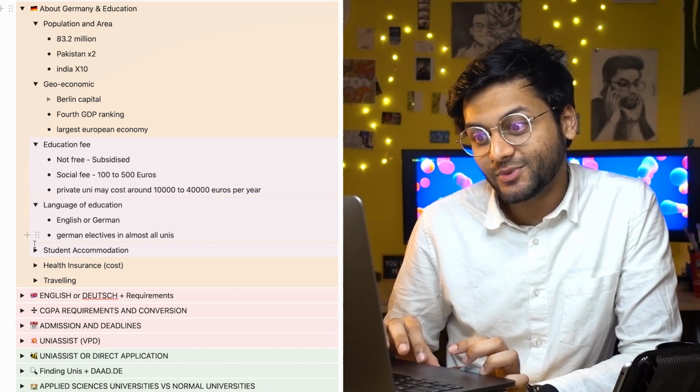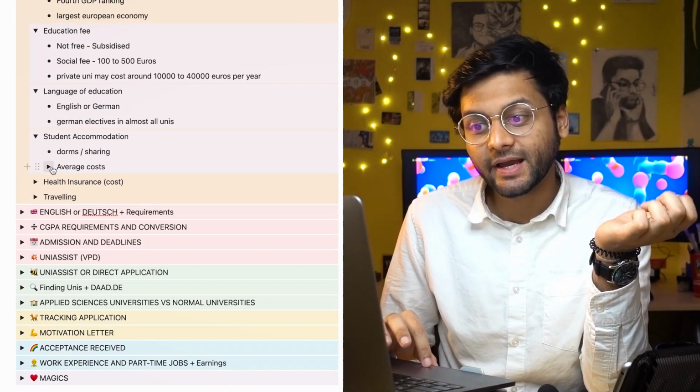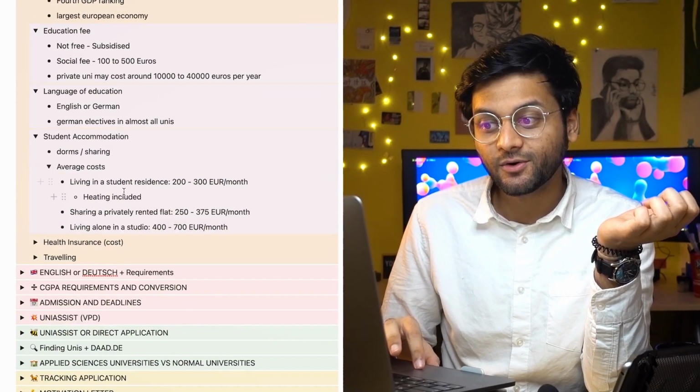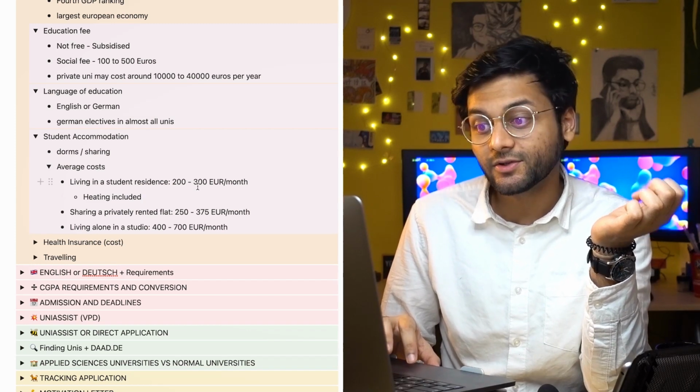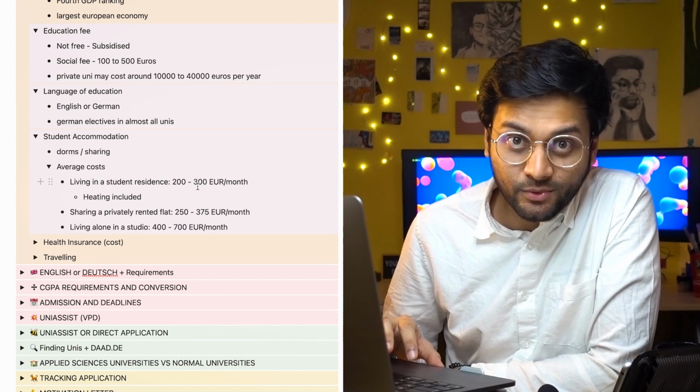Let's talk something about student accommodation. So most students here live in student dorms or in sharing. The average cost might be somewhere around 200 to 300 euros if you are living in a student dorm. The biggest advantage of this is that heating, electricity, water, everything is included.